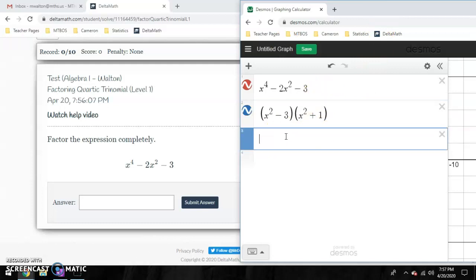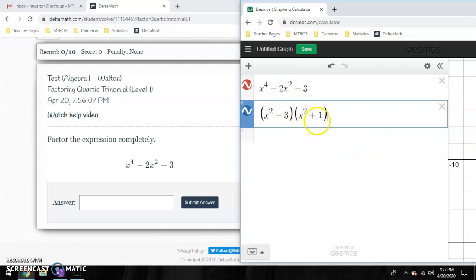If I were to multiply this out, x squared times x squared would be x to the fourth. X squared times +1 is plus 1x squared. -3 times x squared is -3x squared. And then finally, -3 times 1 is -3. And if I were to combine that +1 and -3, that ends up with -2.